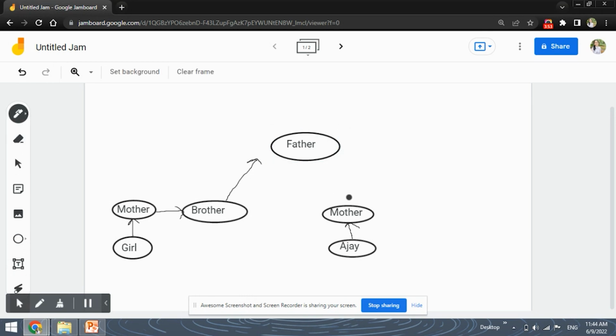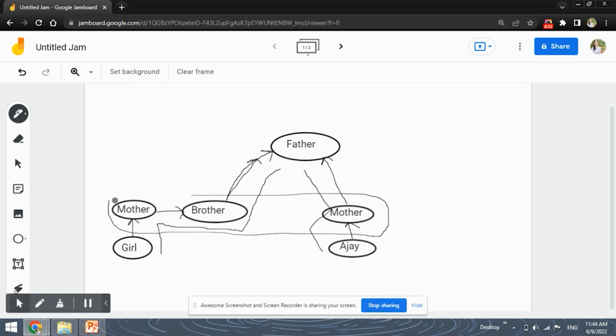And what it has been said is this girl's mother's brother is the only son of my mother's father. Okay, so which means this girl's mother's brother is the only son of my mother's father. So if we see, the father is common between all these three, which means this mother, brother and Ajay's mother, all three are this father's children and all three are siblings to each other. Okay, so these three are nothing but each other's siblings, which means this girl's mother and Ajay's mother both are real sisters. And by this relation, this girl's mother is Ajay's aunt.